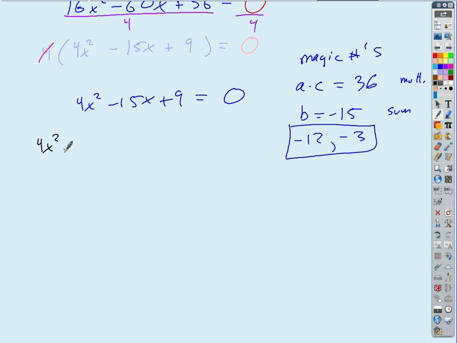4x squared. And does it matter the order? No, doesn't make any difference. You might think it should, but it doesn't. You're going to be able to factor by grouping either way and you'll get the same answer. If we had a little more time, I'd prove it to you, but just believe me for now. Okay? So we split that down the middle. Right, now what?